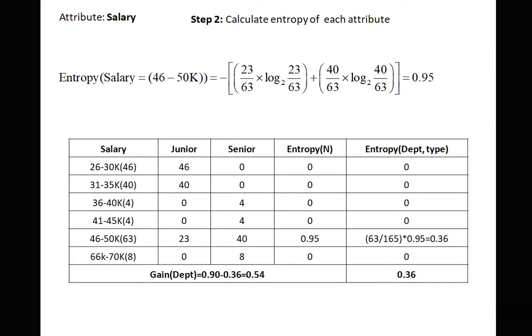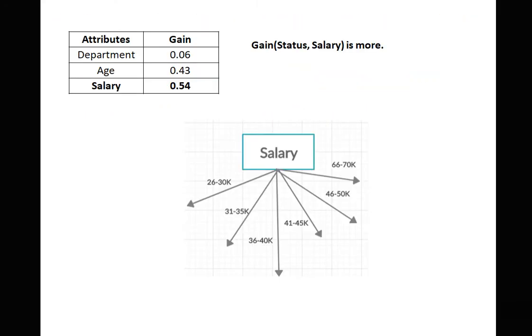Now we need to compare whose gain is more to become the predictor node. This is the table: attribute and gain, department, age, salary. Department gain is 0.06, age 0.43, salary 0.54. Here the best predictor node is salary. Now we need to divide our table based on salary. In salary 6 categories are there. So our tree gets generated at the first level, salary, and 6 branches are there.